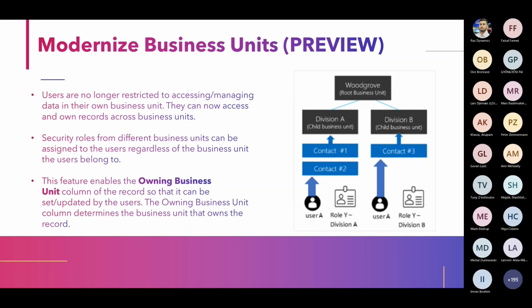So if you want to have a look at how this modernized business unit works, how the user can access the information from different business units, you can just go to the admin page in your environment page. In the feature page, you can first enable the modernized business unit feature. Once you enable that, it takes time to get enabled in your environment. Then you can start using this modernized business unit feature.